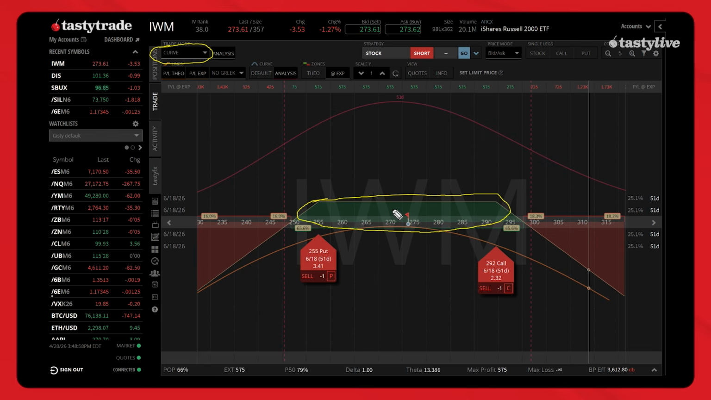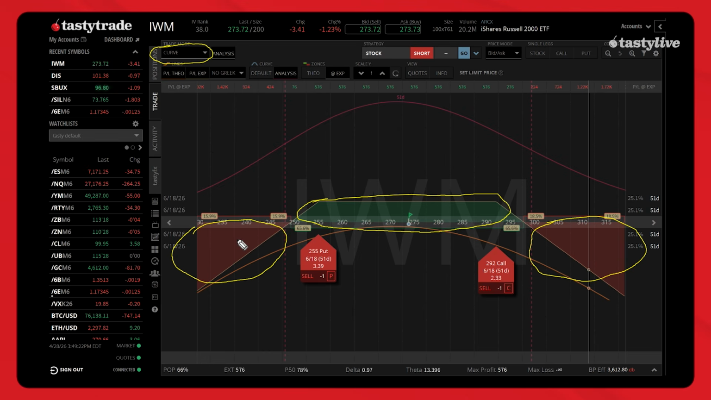If IWM starts going down, I'm going to become bullish. I'm going to be positive delta because, again, I want IWM to come back into the center. But you can see my little tent here in the center. This is where I want the stock to live. This is where I'm going to be profitable on the strategy. And then, of course, I have unlimited risk on both sides of the market. So I have unlimited risk to the upside. I have unlimited risk to the downside.